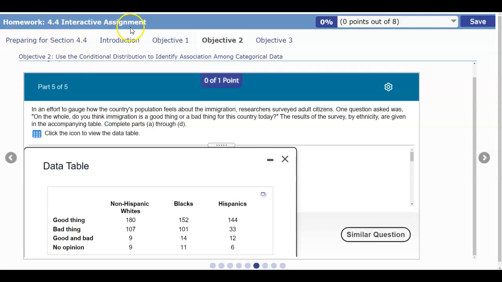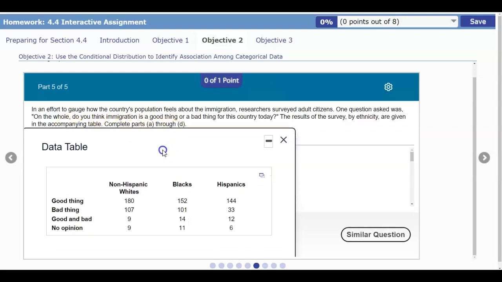Section 4.4 Interactive Assignment Objective 2. In an effort to gauge how the country's population feels about immigration, researchers surveyed adult citizens. One question asked was, on the whole, do you think immigration is a good thing or a bad thing for this country today? The results of the survey by ethnicity are given in the accompanying table, and we're going to complete parts A through D.